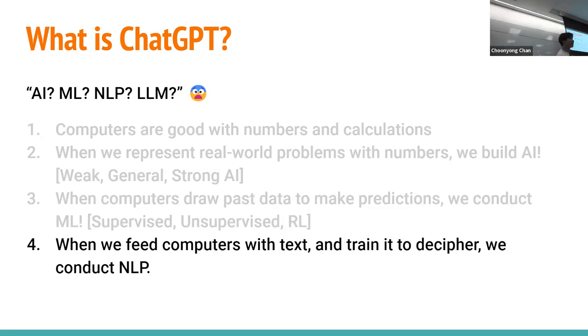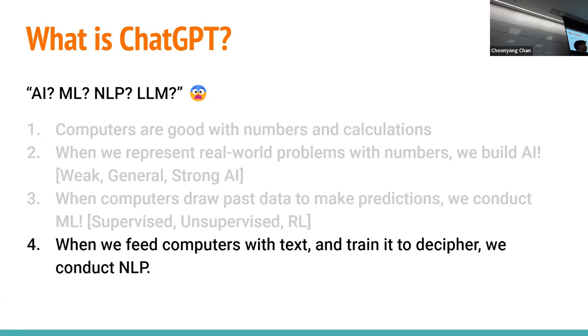Okay, then what is natural language processing? So after AI, we talk about machine learning. Natural language processing is a subset of machine learning. Now we want to feed data to the computers, right? We talk about that in point three. But what if we feed the computer with text and we train it to decipher?